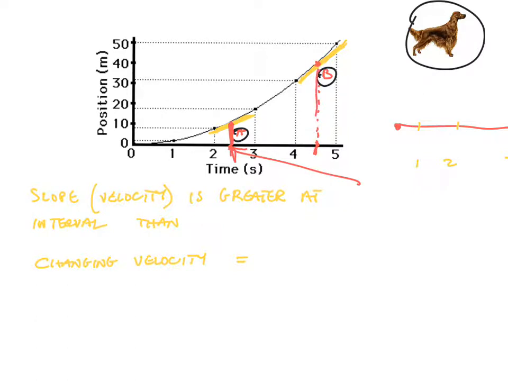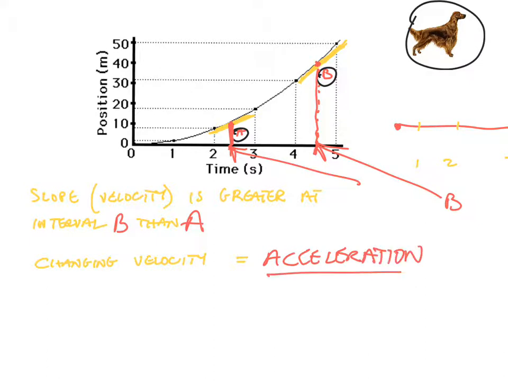Likewise, if we work our tangent down to the seconds, B is between 4 and 5 seconds, we can get the instantaneous velocity at that very moment. You can see that the velocity, the slope, is greater at interval B than it is at interval A. So that means there's a changing velocity, and a changing velocity means that there's actually acceleration in play. The velocity is not the same; it is getting greater, or it might be getting less depending on how the curve looks. But when you have curves in a position-time graph, it means that acceleration is in play.